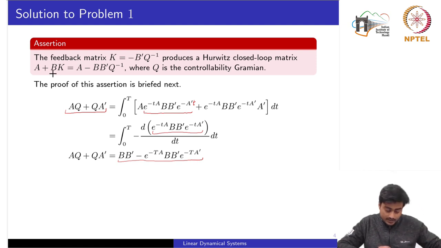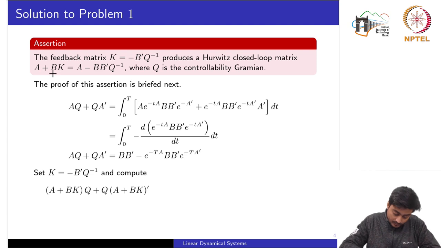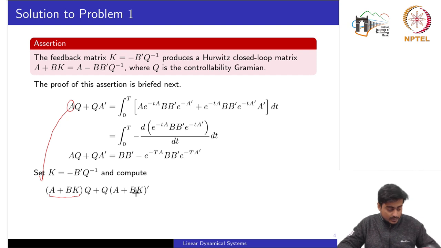So if I apply the same result, the closed loop matrix is this one. Now replacing this A matrix by this A matrix, we can write the left hand side, and setting K equal to minus B transpose Q inverse, because we want to show that for this state feedback matrix, the closed loop state matrix is stable.